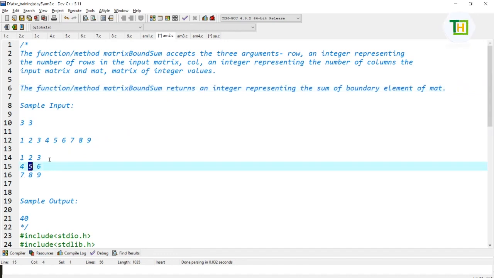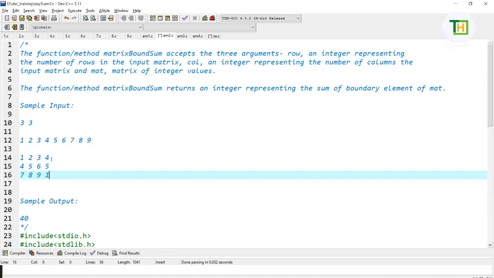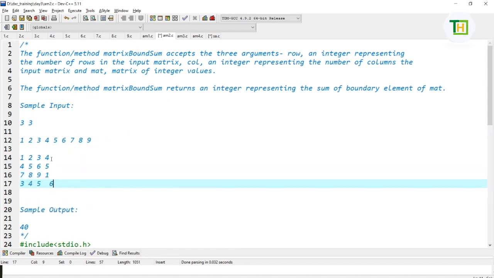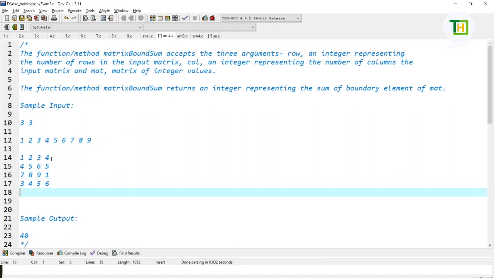For example, if it is a 4 by 4 matrix, just observe here. This is a 4 by 4 matrix, for example. The sum we have to add: 1 plus 2 plus 3 plus 4 and 8, 12, 16, 15, 14, 13, 9, 5. We are not going to add the inner values. We have to add the boundary values. Here, everyone, the question is clear, I think, right?